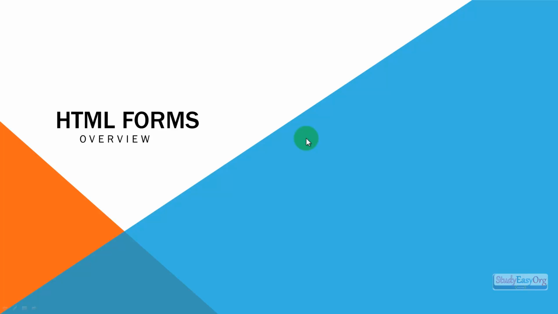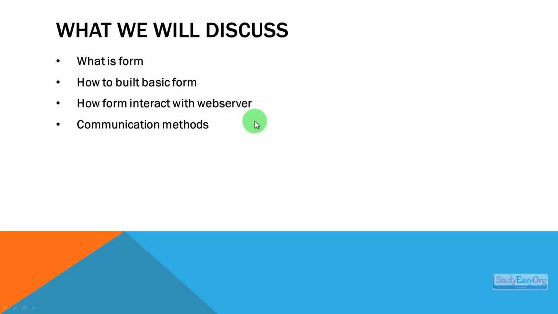As an overview, we're going to check a couple of things, and the things which we're going to check in this particular lecture are what a form is and why it is important in fact. Apart from that, we will also check a small fragment of code and the output of the code, and that will make us understand how to build a very basic form. Apart from that, we will also check how forms interact with the web server, and finally we will also check the communication methods of a form.